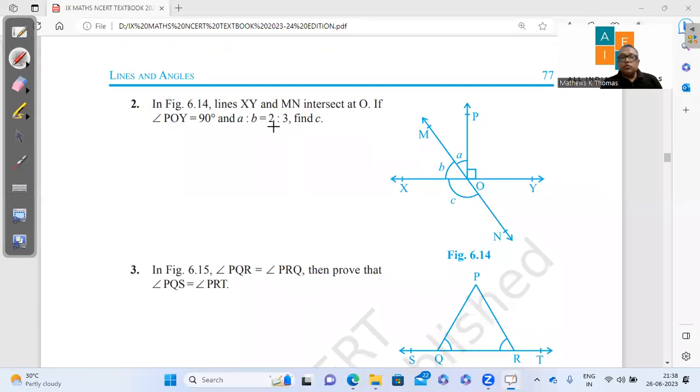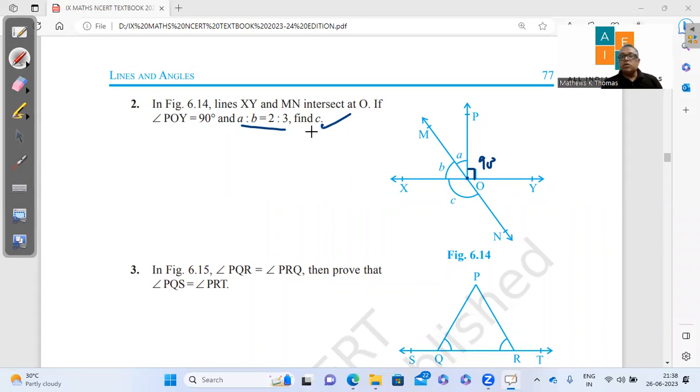We go to question number 2 now. So here we find figure 6.14. XY and MN are lines intersecting at this point O, and angle POY, this is already given to us as 90 degrees. A and B are in the ratio 2:3. That is a ratio given. We have to find out angle C, right?